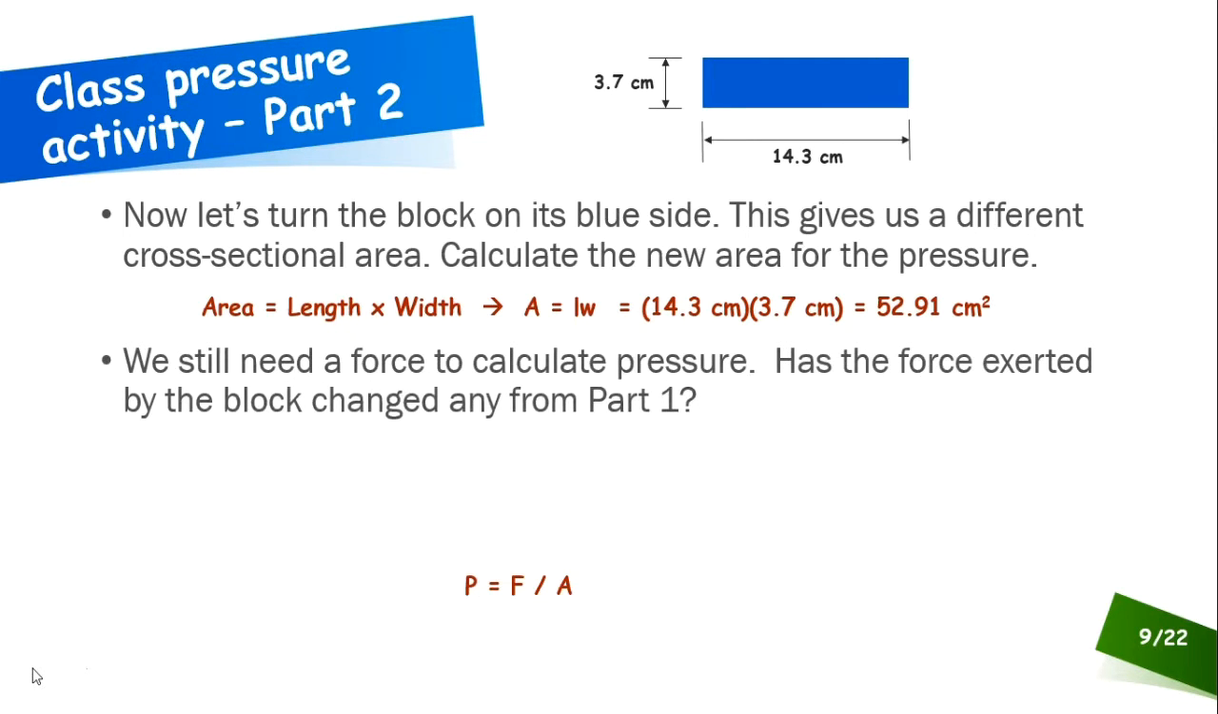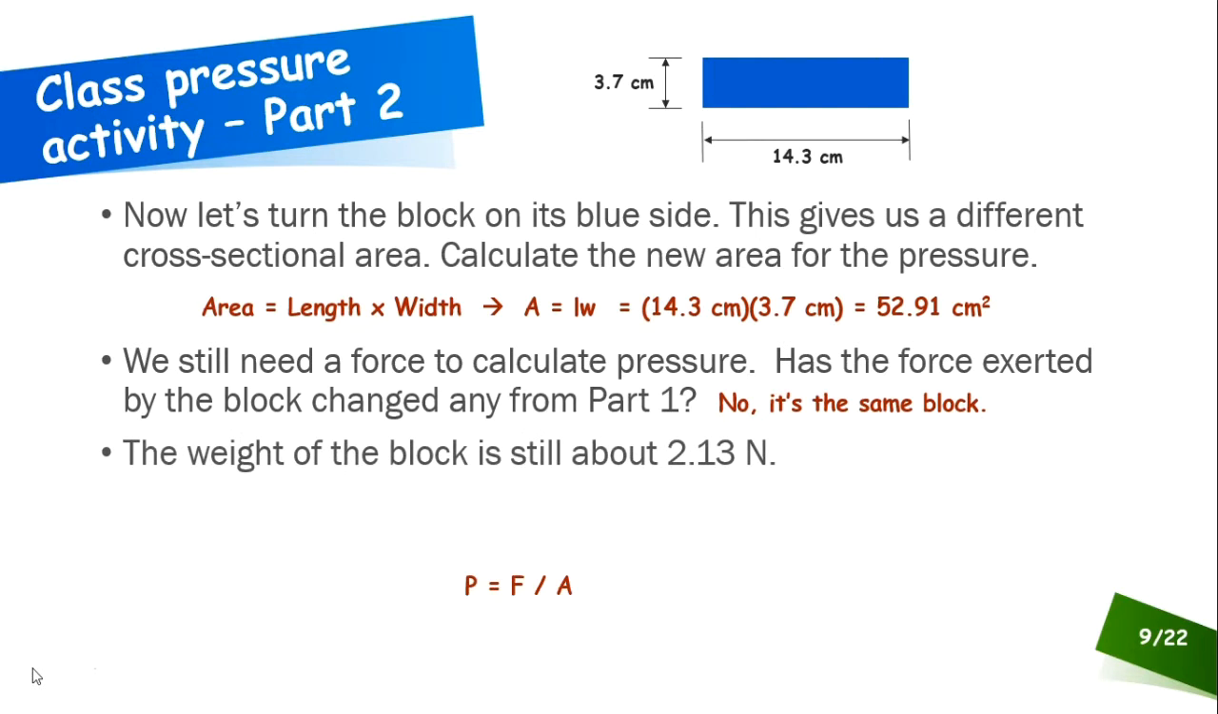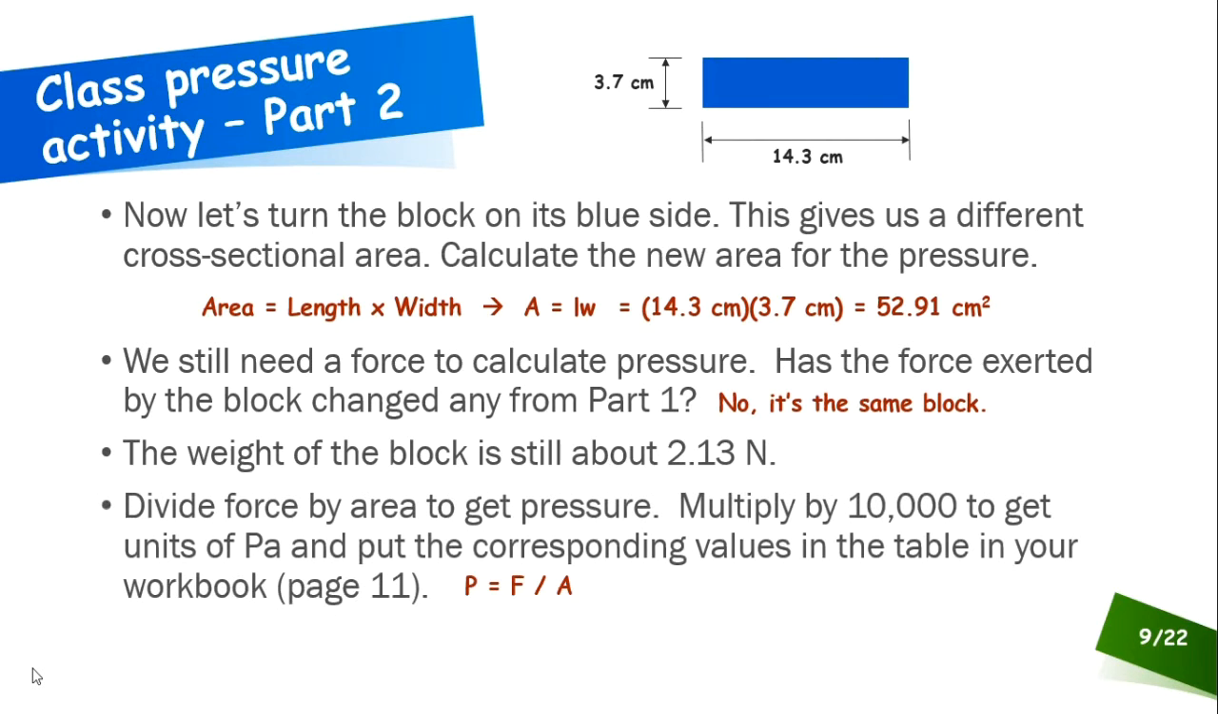The force that we're going to use to calculate, has that changed at all from the first part of the problem? No, it hasn't changed at all. It's the same block, so it's going to have the same weight, and therefore the same force exerted against the table. So the weight of the block is still 2.13 newtons. So we're going to take that force, divide by area, and that gives us pressure. And then multiply by 10,000 to make sure our units are right, and now we've got pascals.